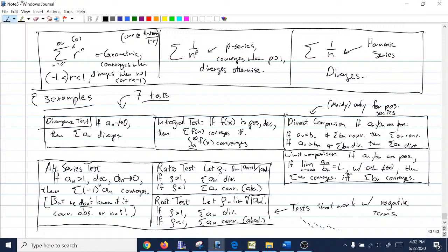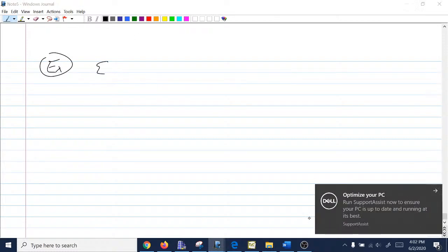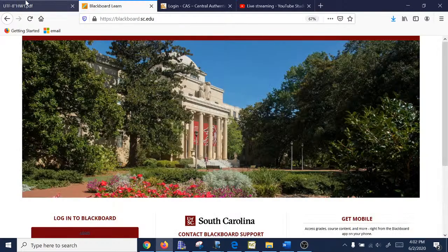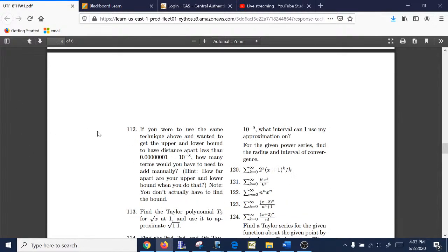So let's do that. Here is an example. Consider the sum. Oh, let me show off before I get too deep into this. Do I have this still posted? I don't. Hey, there's the homework assignment. Let me show you what the main instructions are for this test.